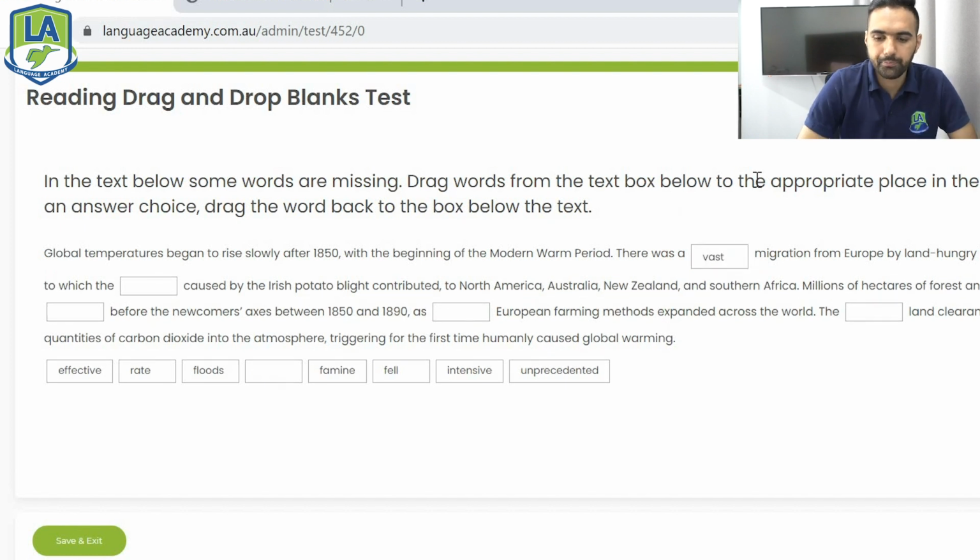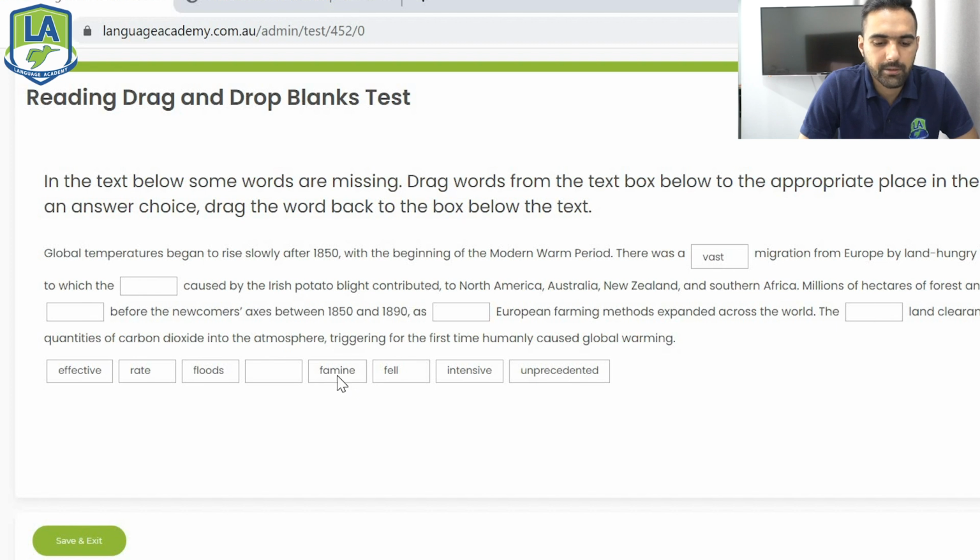Let's place it here. A vast migration from Europe by land hungry farmers and others, to which the dash caused by the Irish potato blight contributed. Caused by. Caused is a negative word. We have to use something negative over here. Let's have a look at the negative options. Unprecedented means something which was not forecasted. But again, we don't know what is caused. Caused will be an event. He caused a problem. Intensive, again adjective. Fell won't be the right answer.